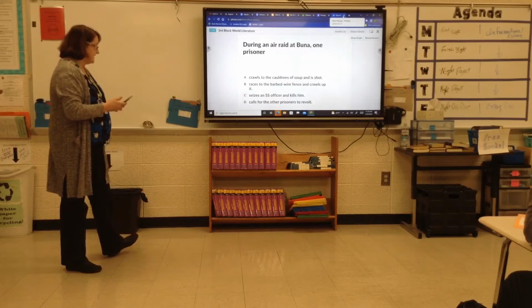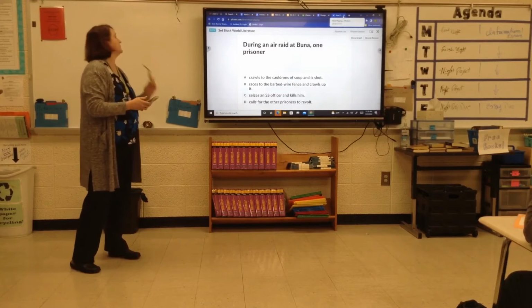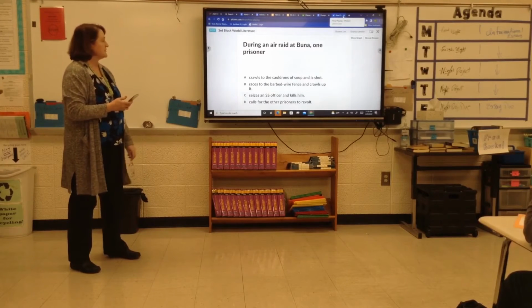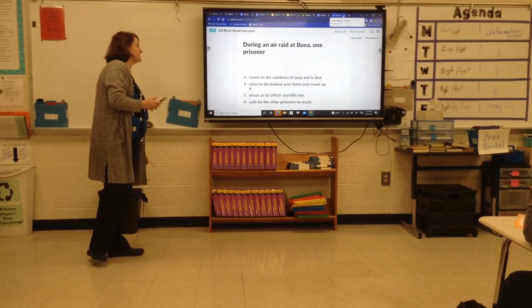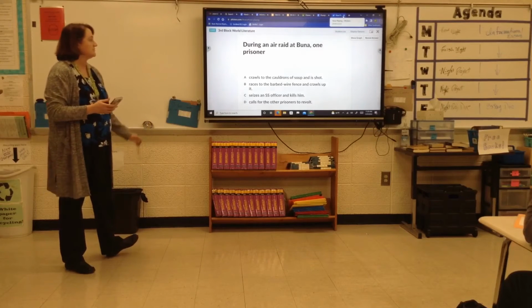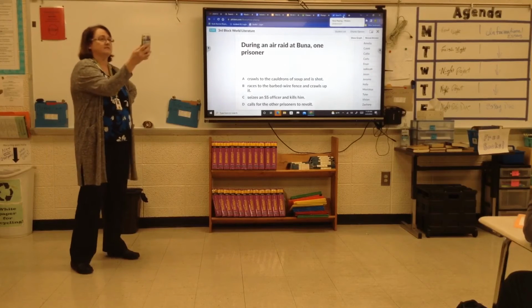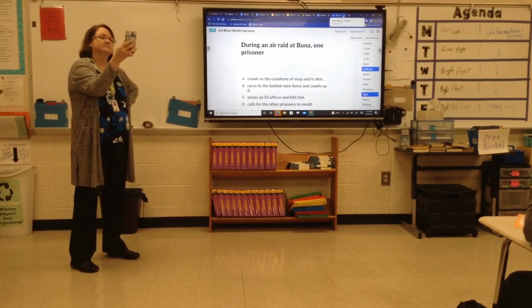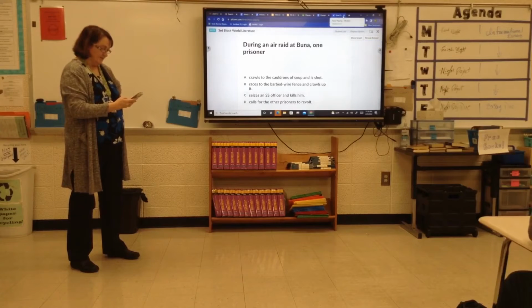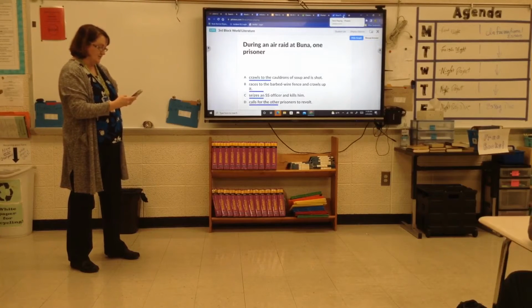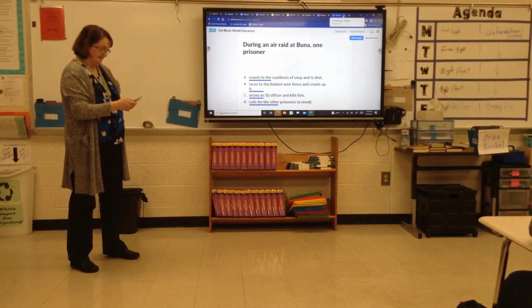All right, during an air raid at Buna, one prisoner, A, crawls to the cauldrons of soup and is shot. B, races to the barbed wire fence and crawls up it. C, seizes an SS officer and kills him. Or D, calls for the other prisoners to revolt. I don't think I remember that. All right, 3 people chose A, 2 chose B, 2 chose C, 4 people said D. Okay.